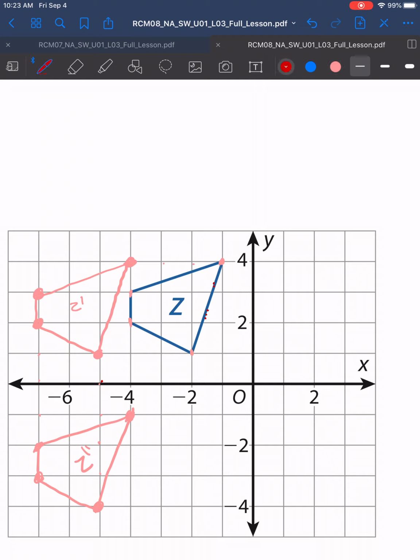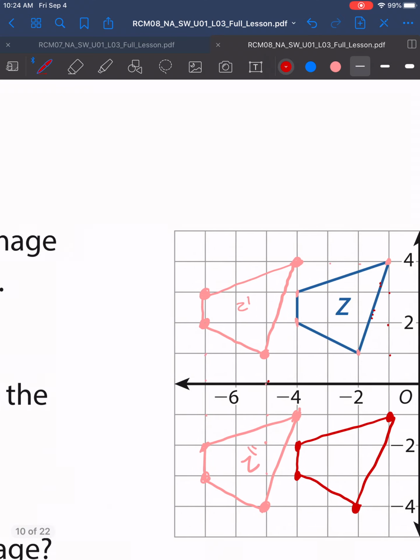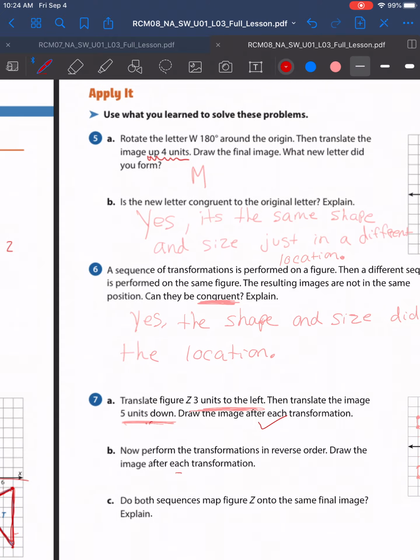Okay, so red wants us to go over first, right? Oh no, 5 down first. So we went over last time, now we're gonna go down first. So 5 down. Let's see, 1, 2, 3, 4, 5. Okay, so we went down first. Now I'm going to slide it, what is it, 3 to the left? Yep, 3 to the left.